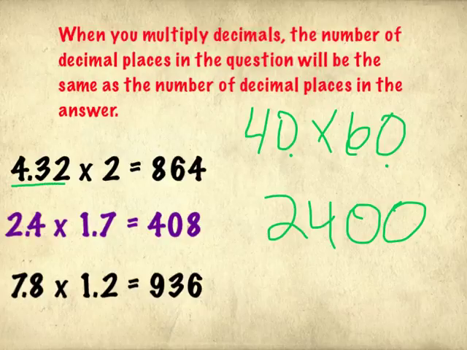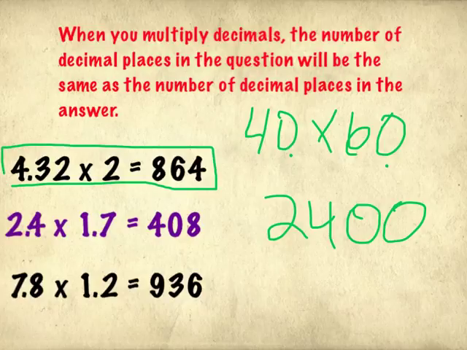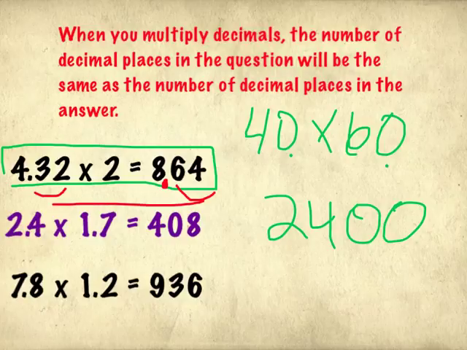So I have 4.32 times 2 equals 864, and I need to put some decimals in there. How many decimals are in the question? There are 2 here, none here, so there's going to be 2 in the answer, which means my decimal goes right there. Let's look at this next one.